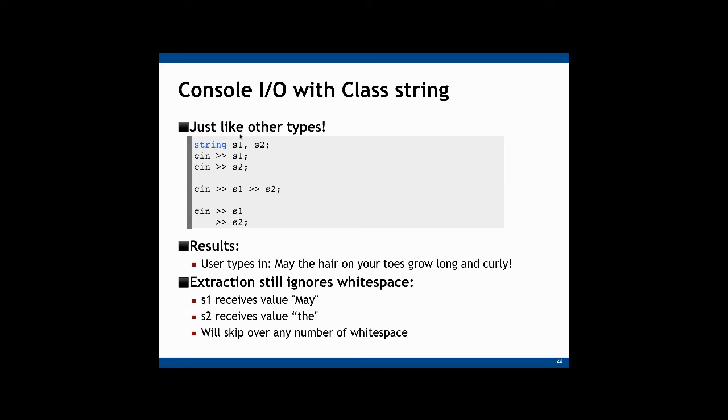Let's say the program reads input using these three statements, and the user types this: may the hair on your toes grow long and curly. String s1 reads, so this cin reads this string and stores the value may into s1. Only may, not the whole string, because it reads until it meets white space. Because there is a white space here, cin stops reading here and stores may into s1. And s2 receives the value the, because after the space, the next string is this one. And then it stops reading here because there is a space. So s1 will be may and s2 will be the.